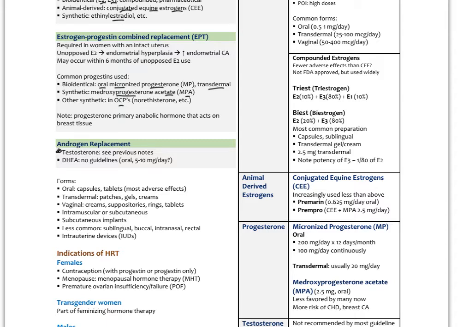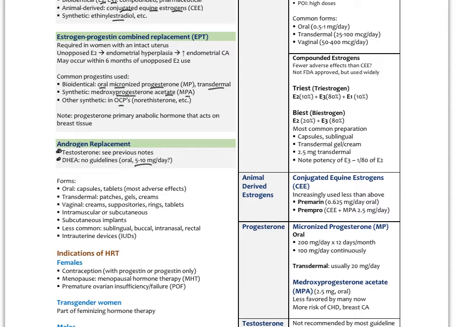DHEA would be another androgen. There are no clear guidelines. Typically, though, we want to use levels a little bit lower than in males. And so some authors suggest 5 to 10 milligrams a day is kind of what you want to aim for with DHEA if you're going to be supplementing it.